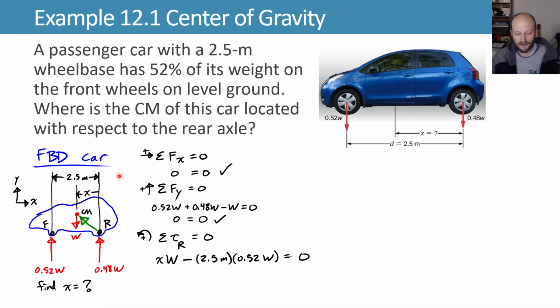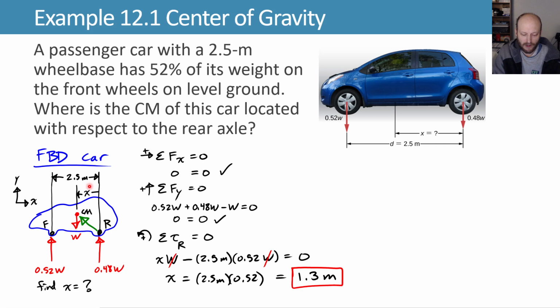We can divide out by the weight, which is good because we didn't actually know it. And it cancels, leaving us with x minus 2.5 times 0.52. We can add this term to both sides and get our position of 2.5 times 0.52, or 1.3 meters. This tells us that the position of the center of mass of this car is 1.3 meters away from the rear wheel.